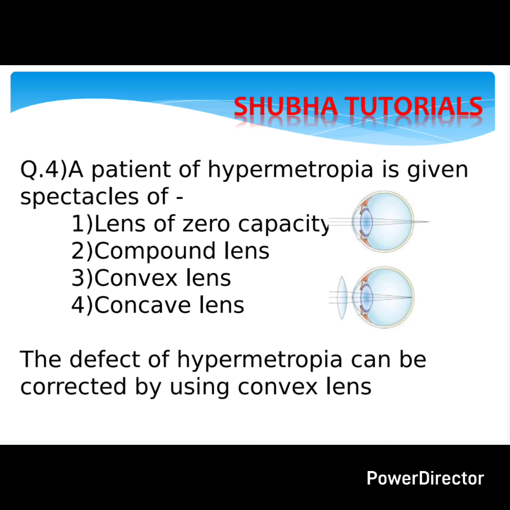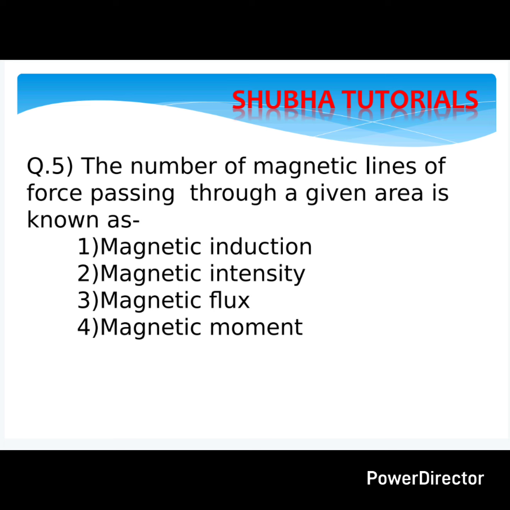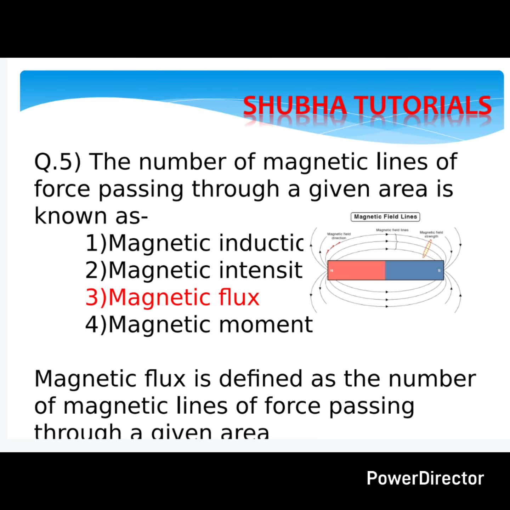Now, the fifth question. The number of magnetic lines of force passing through a given area is known as. The options are magnetic induction, second option magnetic intensity, third option magnetic flux, and the fourth option magnetic momentum. Yes, the answer here is magnetic flux. You can see the magnetic lines of force in this picture. So, magnetic flux is defined as the number of magnetic lines of force passing through a given area. Yes, now let's move on to the next question.